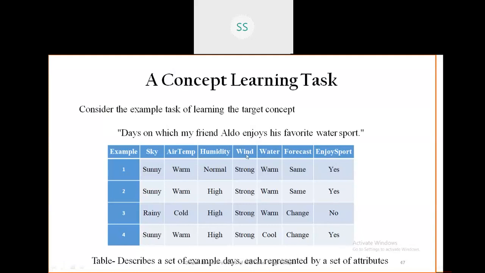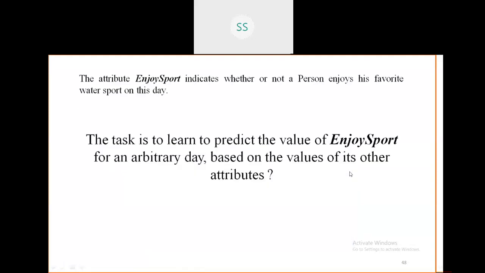Out of these four inputs, three are marked with yes, which means that you are going to play the water sports on those three days, whereas no indicates that you are not going to play the game on that particular day. So the task is to learn to predict the value of enjoy sports for an arbitrary day based on the value of its other attributes.